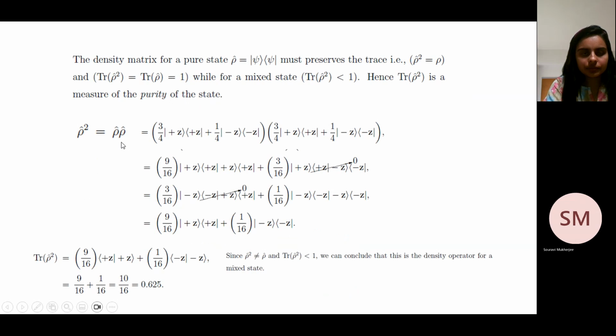Now if you find rho square, you would get an expression like this. The trace of rho square, as you can see, is not equal to 1. So this tells you that your system is not a pure state. It's a density operator for a mixed state.